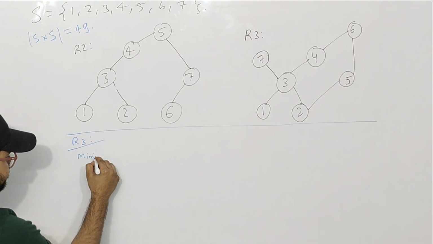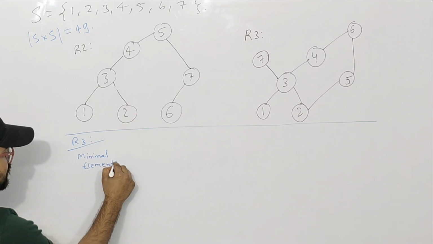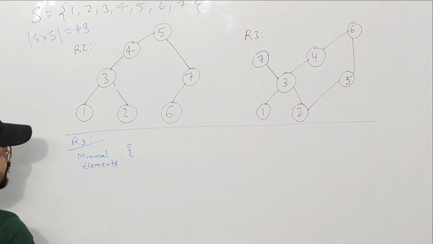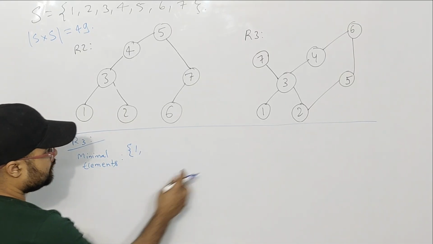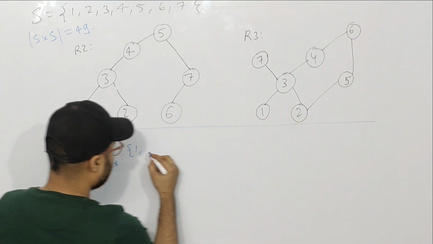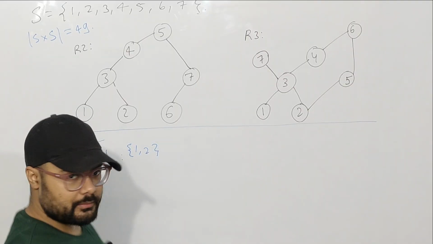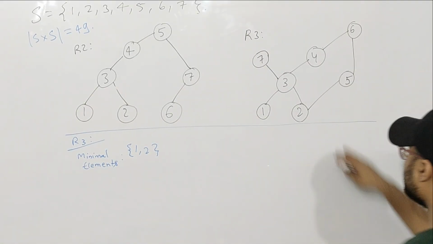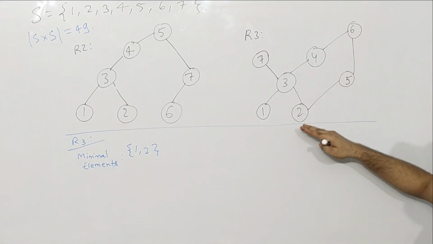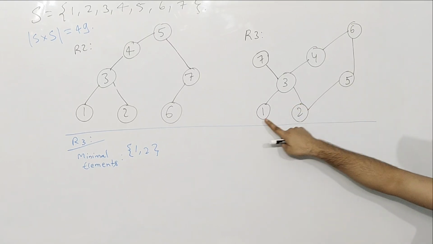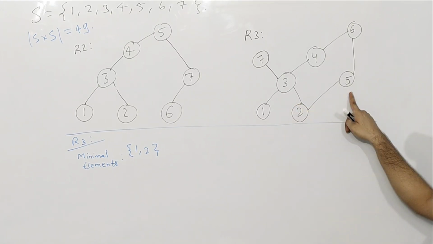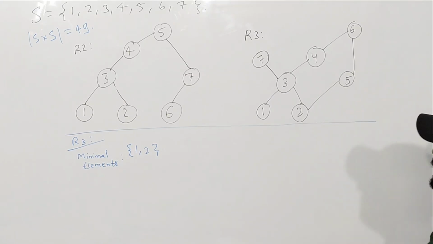Minimal elements: 1 and 2. These are minimal elements. Every other element has some other element that has an upward path to itself. Like for 3, you have an upward path from 1 and 2. For 5, you have an upward path from 2.